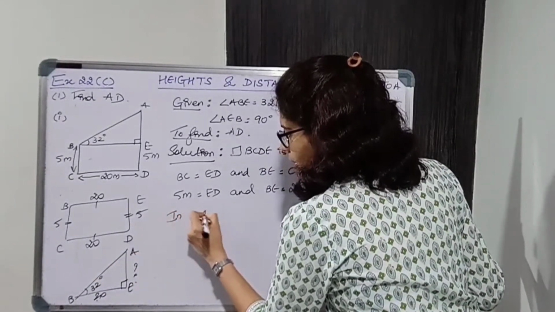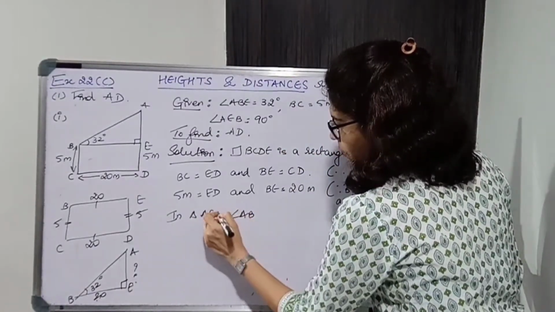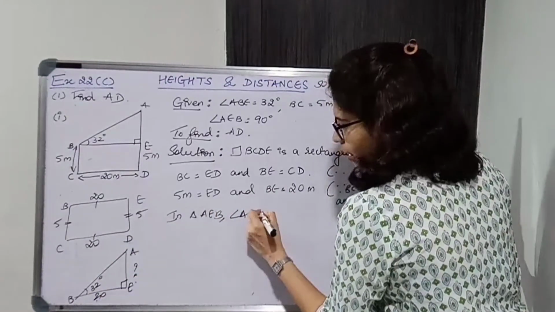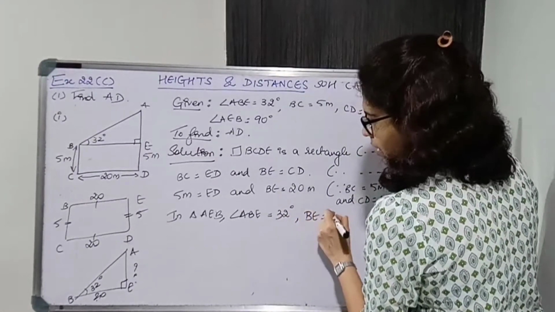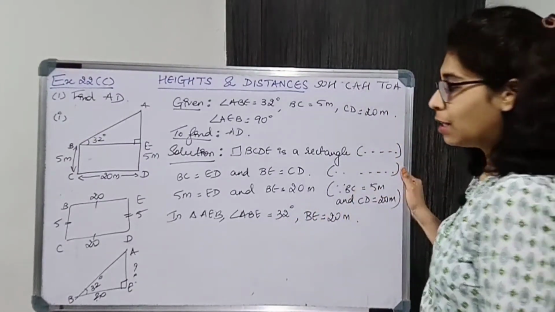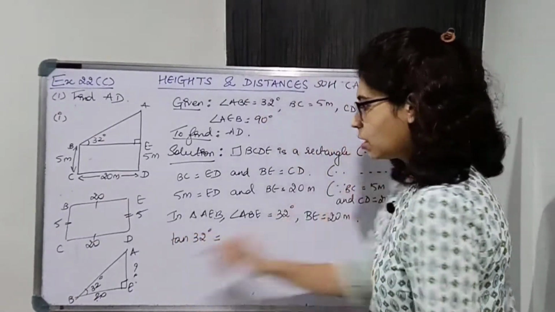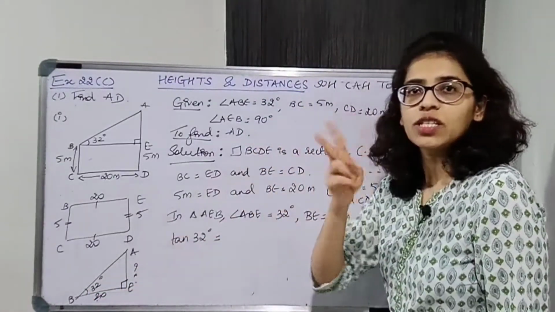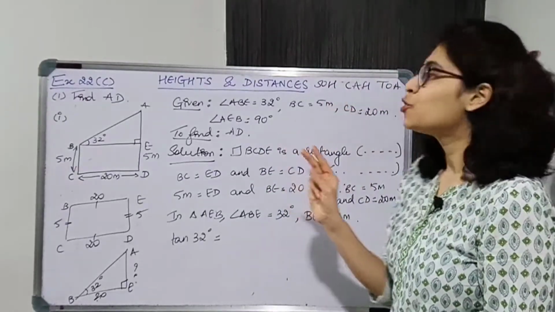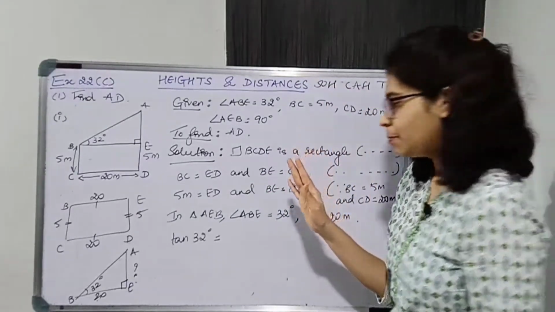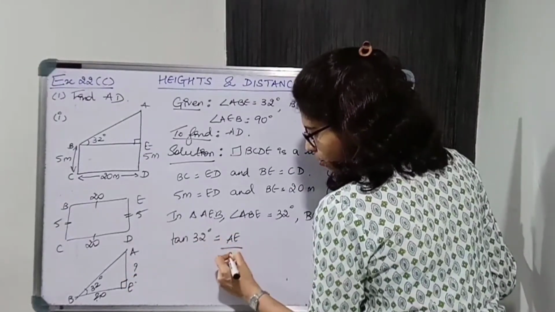In triangle ABE, angle ABE is equal to 32 degrees, and BE is equal to 20 meters. Now tan 32 we'll take. Why tan? We have to find the opposite of the angle, the adjacent is known, and the relation between opposite and adjacent you get from the tan trigonometric ratio. So you need to remember this. Once you know this it becomes easy. Now tan 32 is equal to opposite, that is AE, upon adjacent, that is BE.